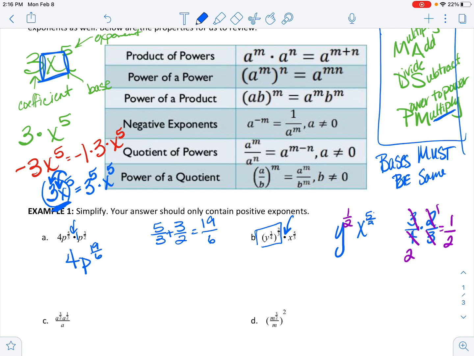Now this is where you need to pay attention. It says the bases must be the same. So we have a base of y and we have a base of x. In that case, the bases are not the same. So we are done at this point. It is simplified as best as possible.